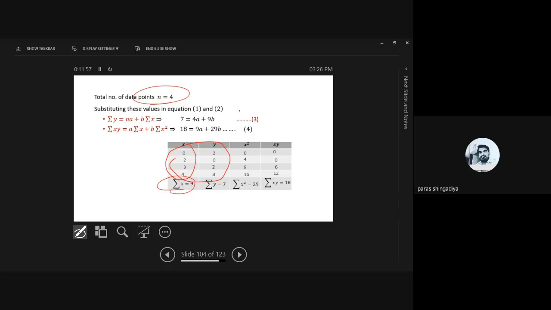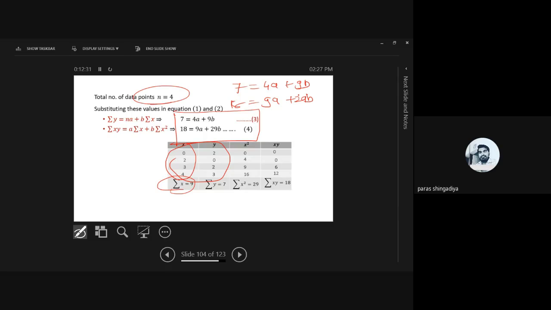And now the fourth one, that is sigma xy is equal to a sigma x plus b sigma x square. So sigma xy का आंसर है 18 is equal to sigma x, that is 9 into a, plus 29b, that is the answer of sigma x square into b. Clear? So now here we get two equations. Now check these two equations. 7 is equal to 4a plus 9b, and 18 is equal to 9a plus 29b. Two simple equations you have which involve a and b.